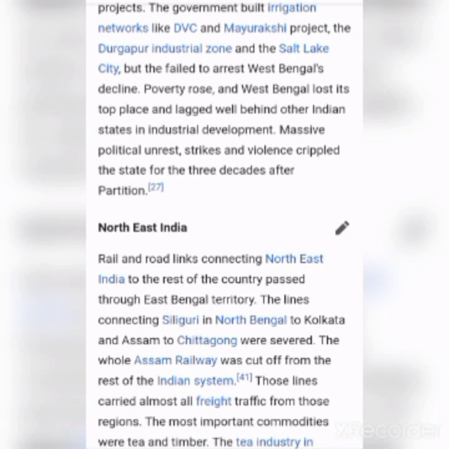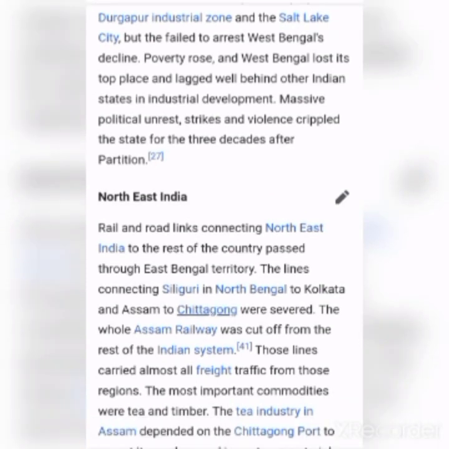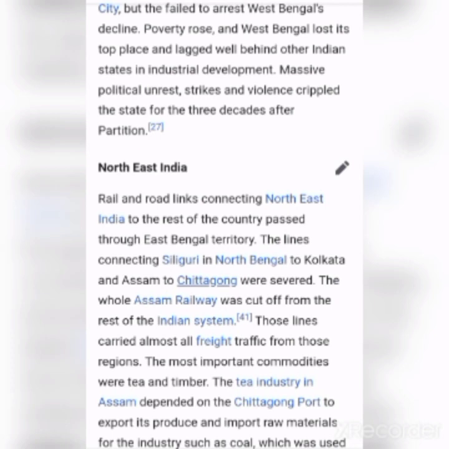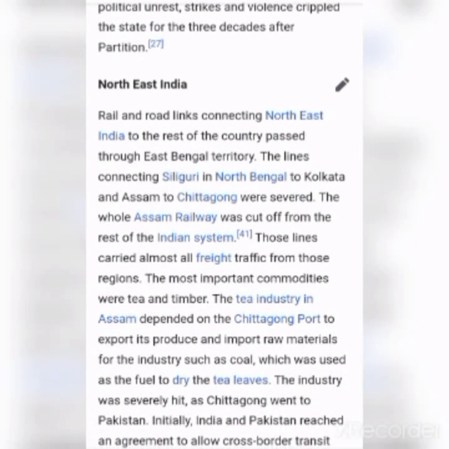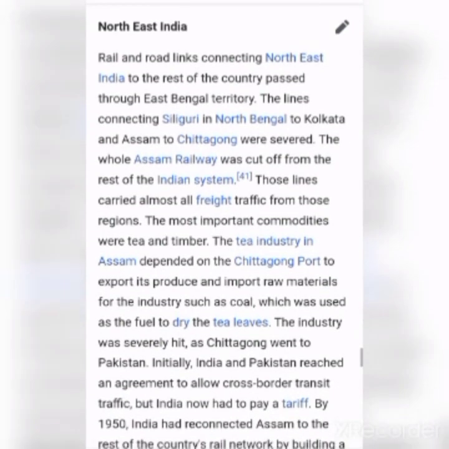Northeast India. Rail and road links connecting Northeast India to the rest of the country passed through East Bengal territory. The lands connecting Siliguri in North Bengal to Kolkata and Assam to Chittagong were severed. The whole Assam railway was cut off from the rest of the Indian system. Those lines carried almost all freight traffic from those regions. The most important commodities were tea and timber.